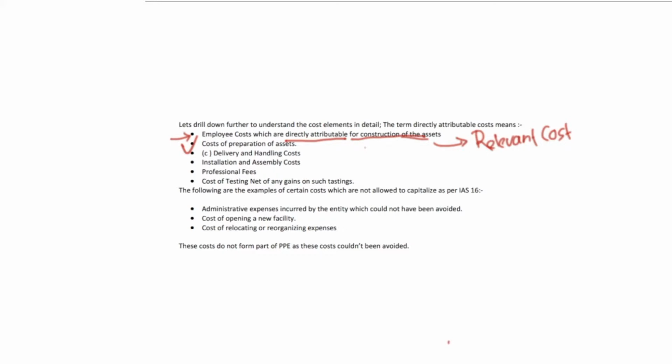The second point is the cost of preparation of the asset. Cost of preparation, I would say, is primarily within the category of condition. We discussed two points: condition and location. It falls under condition. I need the asset in this particular way. So all the outflow that you have incurred to bring the asset to a particular condition is required to be capitalized.